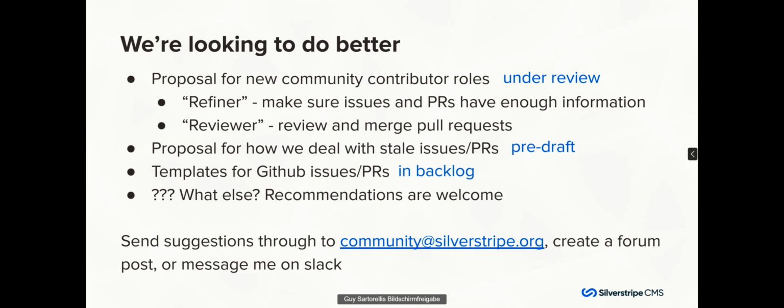Beyond that, your ideas and recommendations are welcome. If you have ideas about how we can improve management of community contributions, please send them through to community@silverstripe.org. Or if for whatever reason you don't want to send an email, you can create a forum post or message me on Slack, and we'll look at your suggestion and see what happens from that.